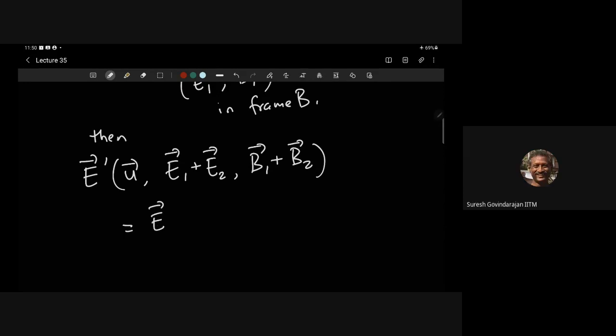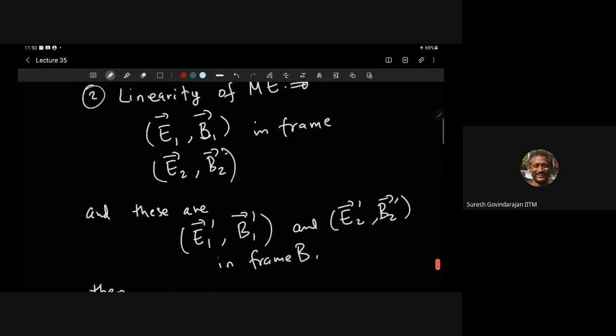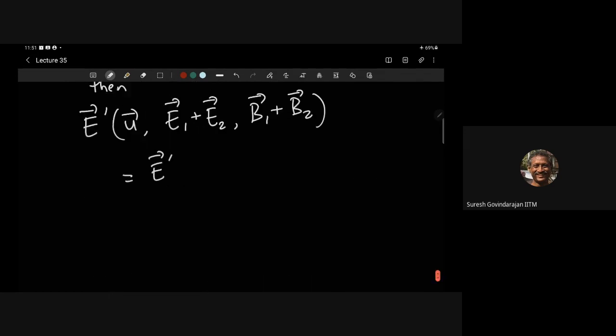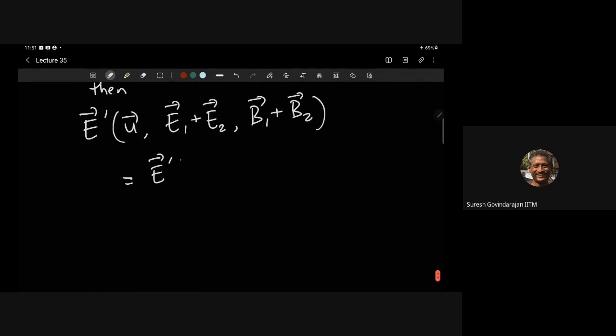No, nothing like that. I don't need anything. It's just, see, what we have told is if you see E1, B1 in frame A, then you will see E1 prime, B1 prime in frame B. If you turn on E2, B2, then that will become E2 prime. So all I want is something which is even simpler than that. The frame is not being changed.